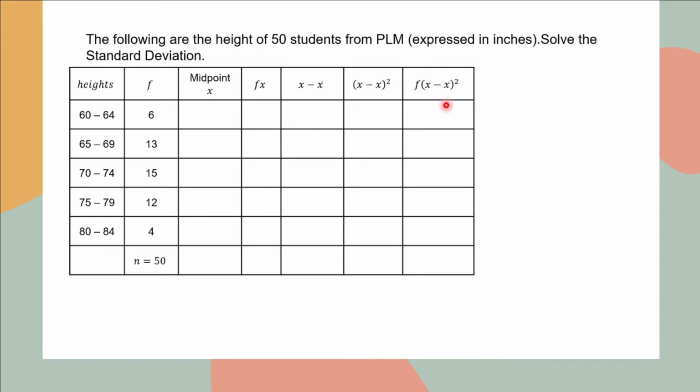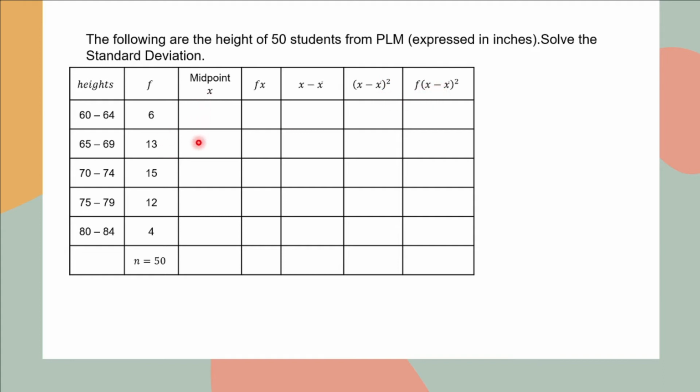So let us solve this example. The following are the heights of 50 students from PLM expressed in inches. Solve the standard deviation. In the first column we have the heights, which is the class interval. Then we have F, which means the frequency, the midpoint or class mark, which is represented by X, Fx, x minus mean squared, and F times x minus mean squared.